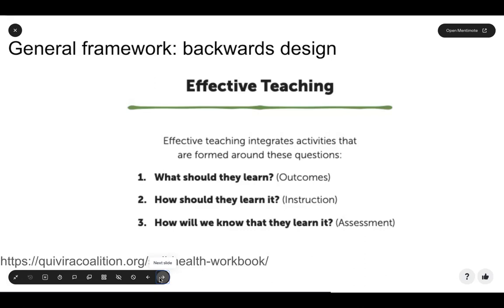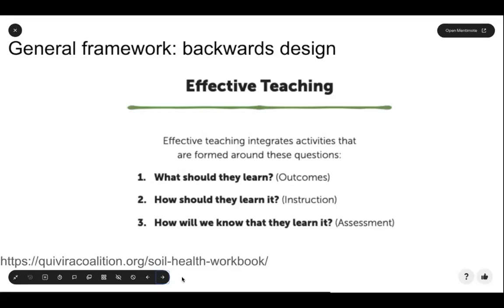Are they going to get to try it? That's that instruction piece. And then how do we know if they learned it? Again, we planners are sort of trusting people to take this knowledge and use it to make good decisions for themselves going forward. How do we feel confident that they are going to be able to use this again and again, year after year? So this framework of starting from the end and working your way backwards can be really helpful.